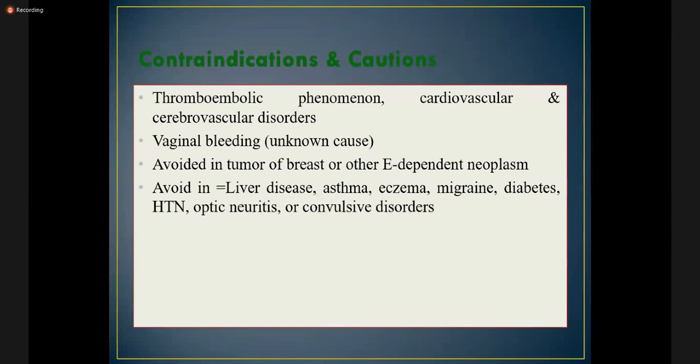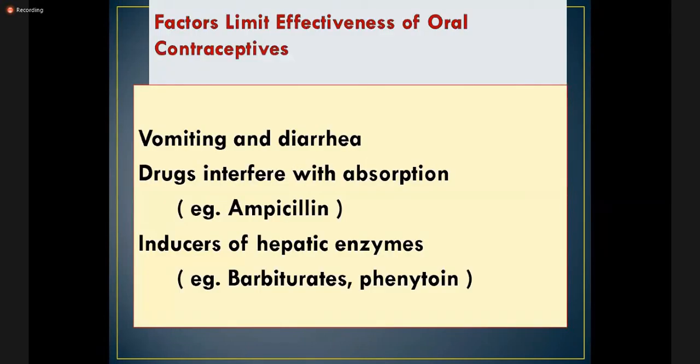So what are the contraindications and cautions? Thromboembolic phenomena, cardiovascular and cerebrovascular disorders, vaginal bleeding due to unknown cause. Avoid in tumor of the breast or other estrogen-dependent neoplasm, avoid in liver disease, avoid in asthma, eczema, if a female has a history of migraine, diabetes, hypertension, optic neuritis, or convulsive disorders. So these are the conditions in which it is better not to give contraceptives to that female.